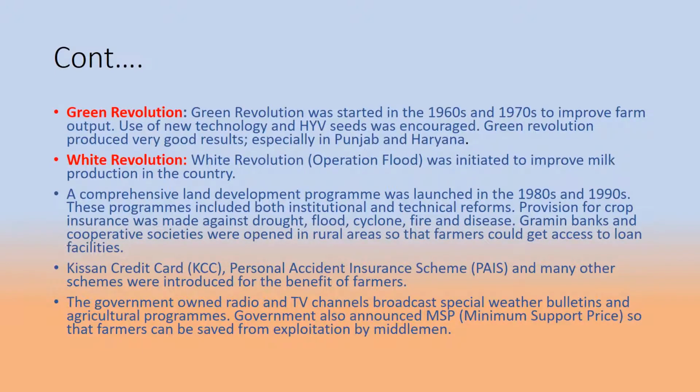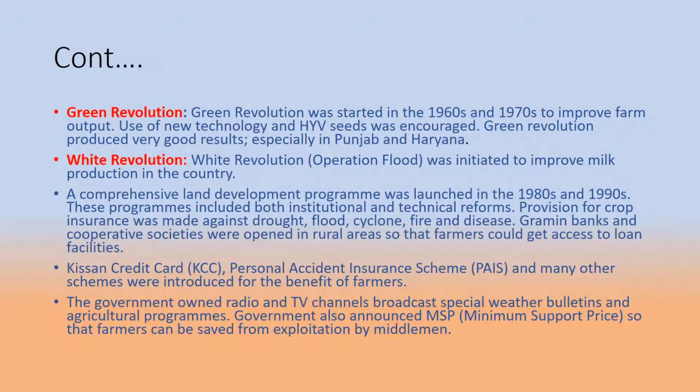A comprehensive land development program was launched in the 1980s and 1990s. These programs included both institutional and technical reforms. Provision for crop insurance was made against drought, flood, cyclone, fire, and disease. Gramin banks and cooperative societies were opened in rural areas so that farmers could get access to loan facilities.